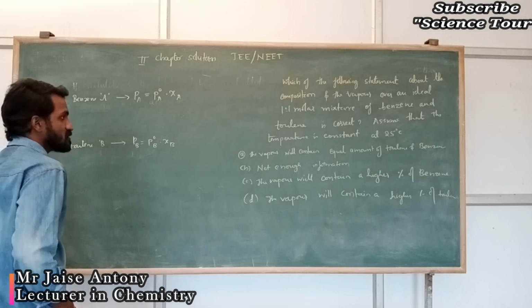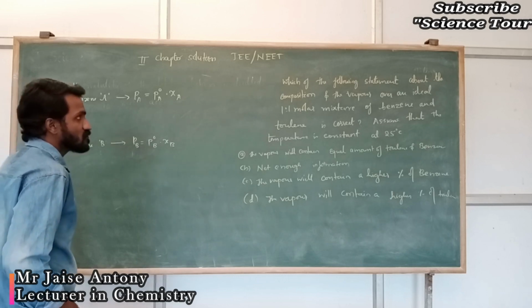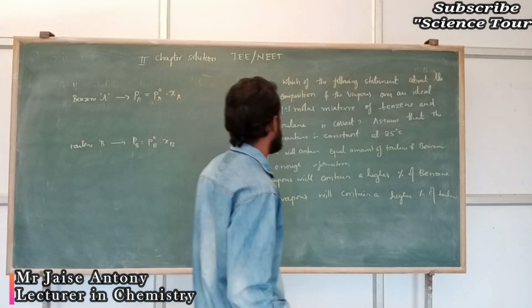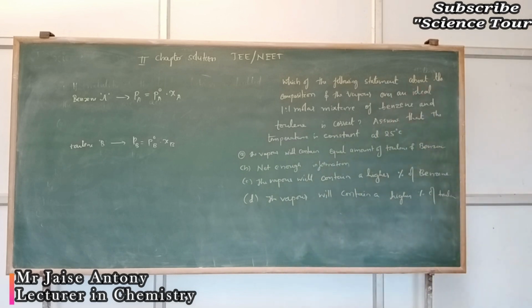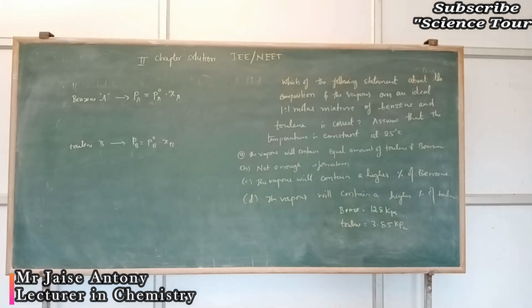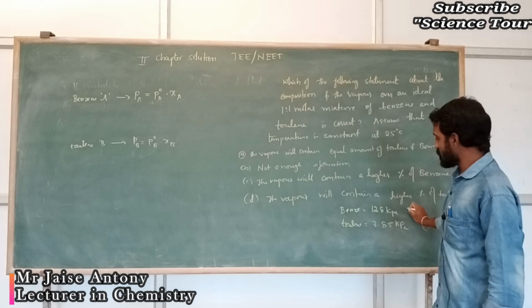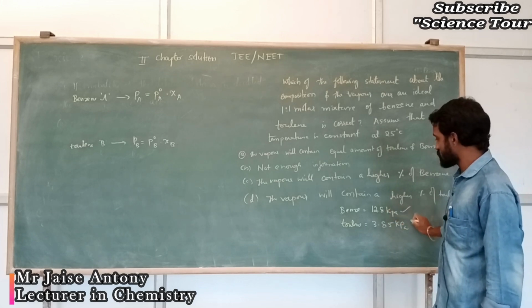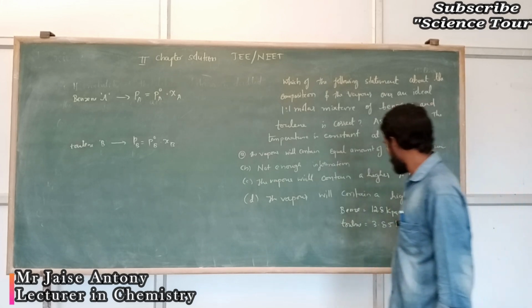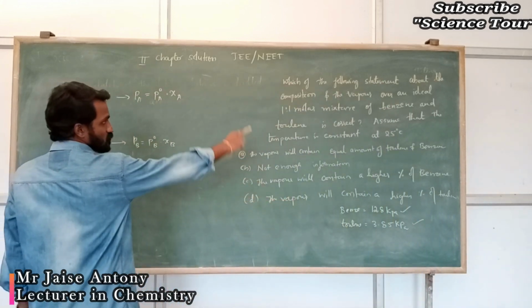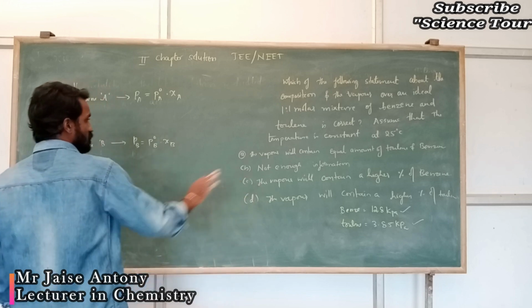Now, what is the vapor pressure? Oh, it's missing. One minute, I'll give you the question. Vapor pressure is given. Okay, dear students, in the question this is also given: benzene vapor pressure is 12.8 kilopascal and toluene vapor pressure is 3.85 kilopascal. You just add that point. The question is this much.